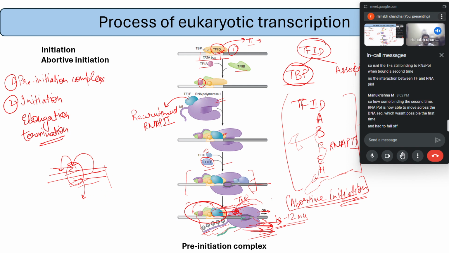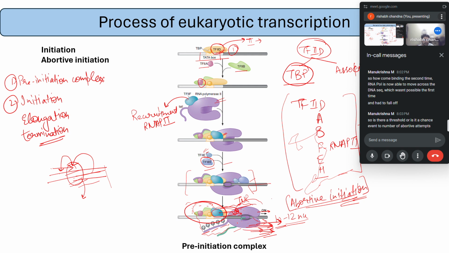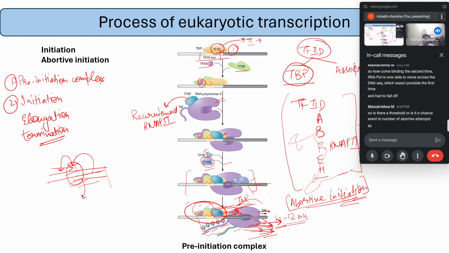So I'll put it another way. The threshold is not there. It depends upon the RNA polymerase how it will process the transcription. So the threshold is not available yet. There might be a chance that it can go to the process of elongation without any abortive initiation. That can also be the case, but the threshold is not available yet. Okay, any more doubts?